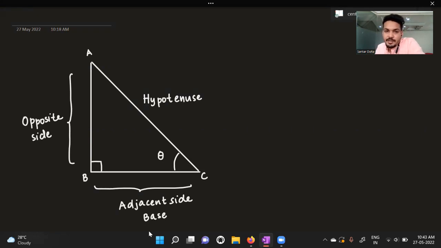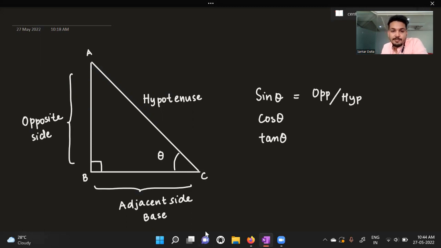So trigonometric ratios like sine theta, cos theta, tan theta are nothing but ratios of these sides. Sine theta is nothing but the opposite side divided by the hypotenuse. So if you have a certain angle and you want to find out the sine theta for that particular angle, you need to find the ratio between AB and AC, AB being the opposite side of this particular angle and AC being the hypotenuse of the triangle.